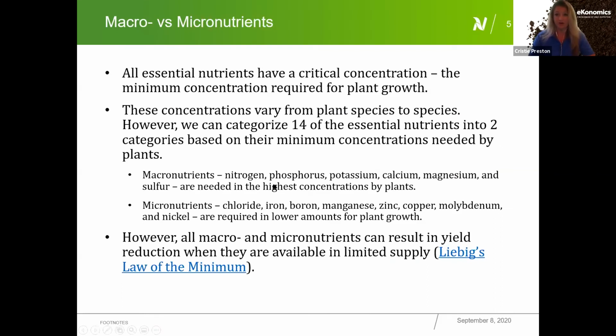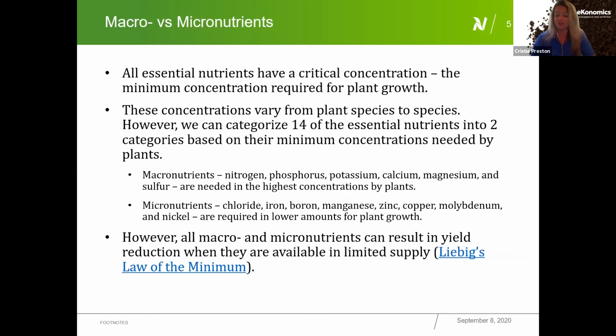So all the nutrients required are broken down into two categories, macro and micronutrients. Again, that doesn't necessarily mean that one is more important than the other. This is just a classification of how much nutrient is taken up, or the quantity of nutrient that's taken up. So our macronutrients are nitrogen, phosphorus, potassium, calcium, magnesium, and sulfur. They're needed in the highest concentrations compared to the micronutrients: chloride, iron, boron, manganese, zinc, copper, molybdenum, and nickel.